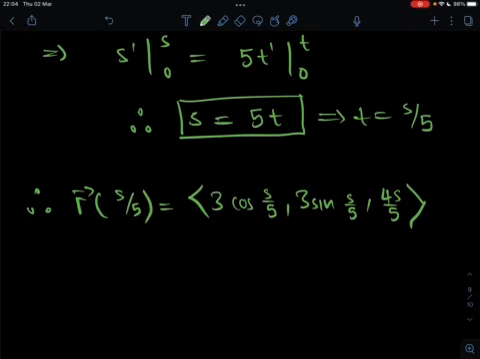Usually this function is denoted as gamma of s, because it's now a new position vector which varies in terms of the parameter s. So you can call that your arc-length parametrization. This is how you can change the parameter of a space curve from the parameter t to the parameter s, where s represents the arc length.